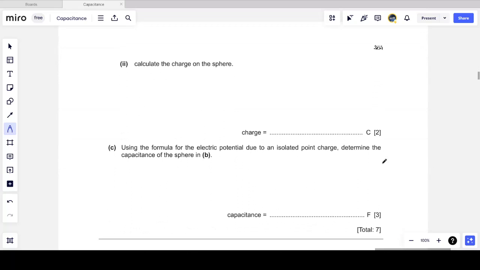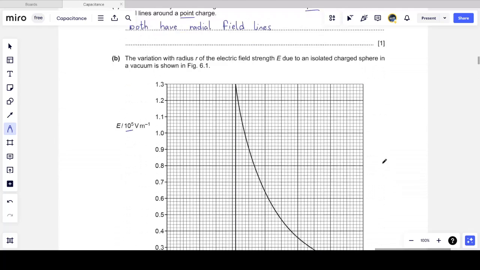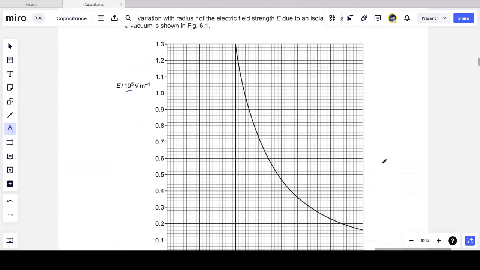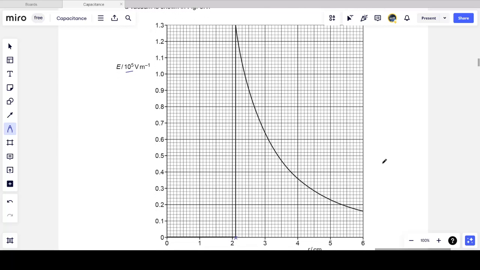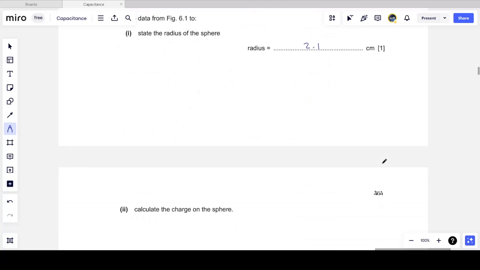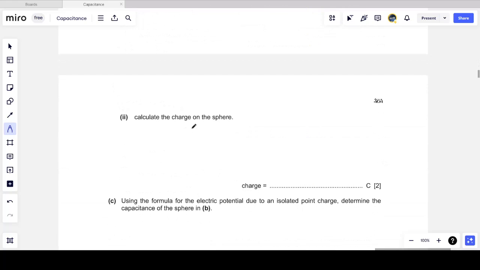I'm then told to calculate the charge on the sphere. Now I'm not actually given any information besides the radius. Well, I'm not explicitly given the information, but I can infer what I need from the graph. So the first thing I need to do is find an equation that's going to relate electric field strength, distance, and charge. Thankfully, I have that. The electric field strength at a certain point is 1 over 4 pi epsilon naught times the magnitude of charge that will be stored in the sphere divided by the distance to the point squared, r squared.